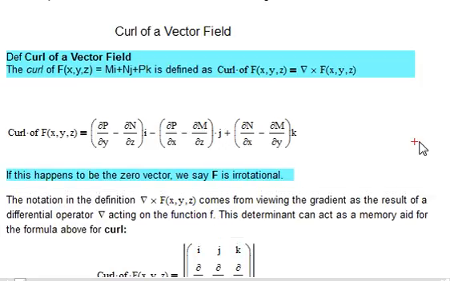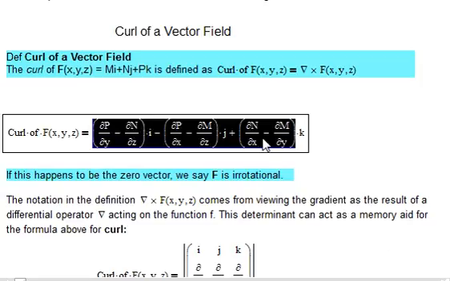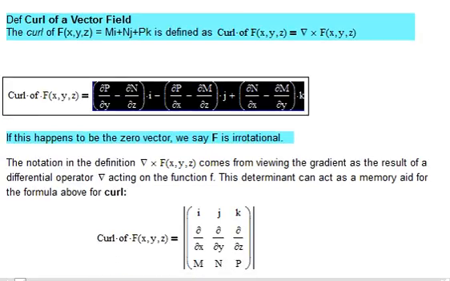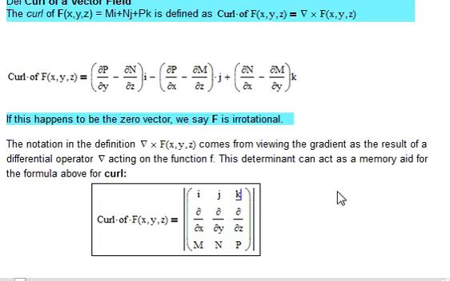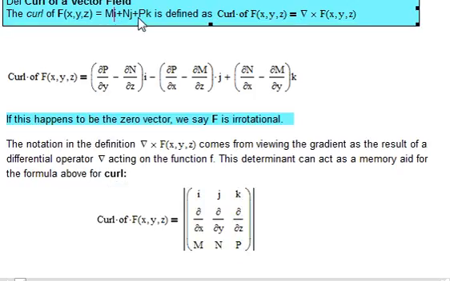This is not a good way to memorize it, but the best way to memorize curl of F is to find the determinant with i, j, k in the top row. I know this is not really good form, but it works as a memory device. Then partial with respect to x, partial with respect to y, partial with respect to z, and then M, N, and P in the last row.